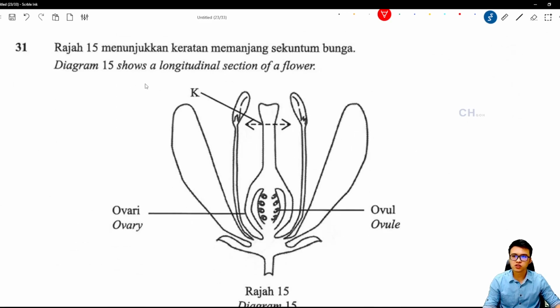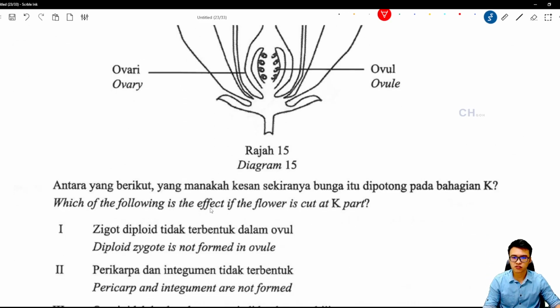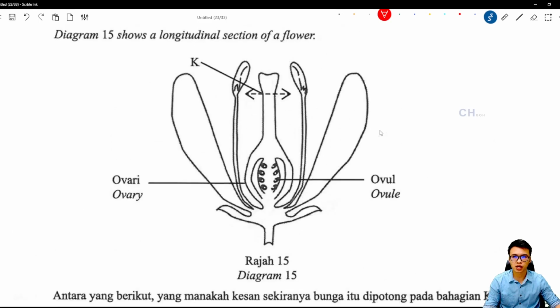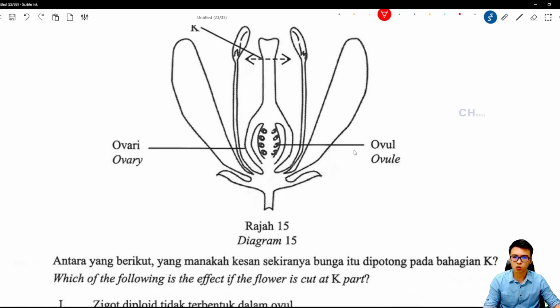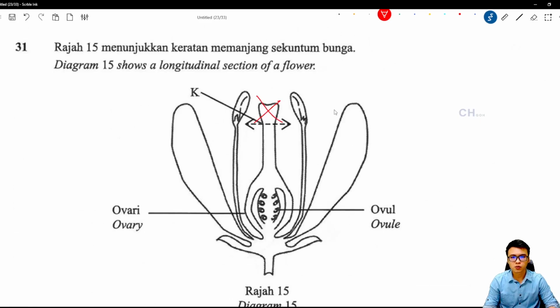Okay, question 31. Diagram 15 shows a longitudinal section of a flower. K is the stigma. Which of the following is the effect if the flower is cut at the K part? You remove the stigma. Why do you want to remove the stigma? Once you remove the stigma, the flower is no longer able to receive the pollen grain. When it cannot receive the pollen grain, there's no fertilization, no double fertilization.